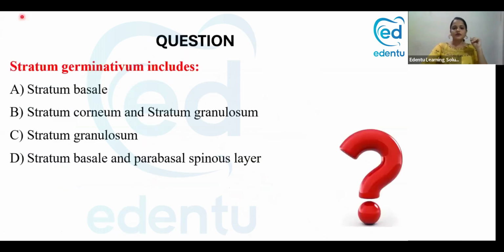Now coming to the next question, stratum germinativum includes. Is it stratum basal, or stratum corneum and stratum granulosum together, or is it stratum granulosum alone, or is it stratum basal and parabasal spinous? Dr. Aishwarya, you had given it as B. And Dr. Tasneem, any guesses for this question? Even if you don't know, it's okay. You can say that you don't know. We are all here to learn.